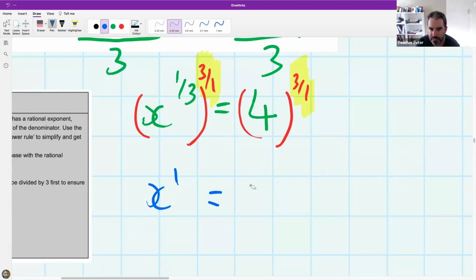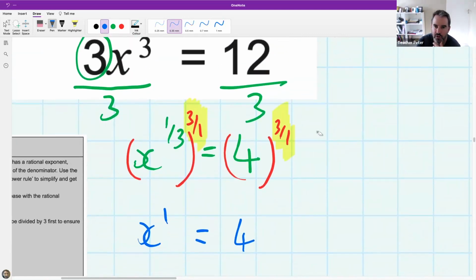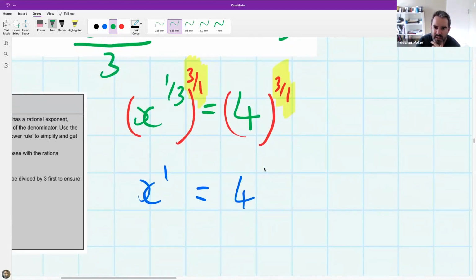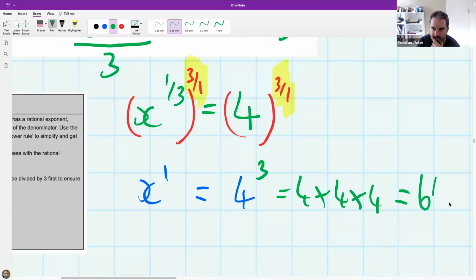Lonico, I was thinking, if we end up with 4 to the power of 3, let me get rid of this because this is a bit confusing. This is going to be 4 to the power of 3. We can actually just go 4 times 4 times 4. Would you agree? Yes, sir. It's gonna give us 64. Perfect. 64 is going to be the answer.